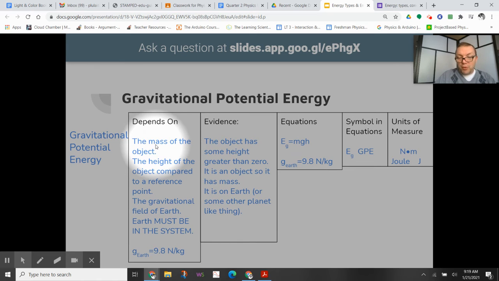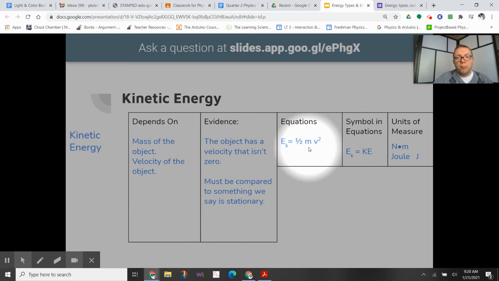So that's the stuff for these slides that I wanted to go through. Gravitational energy. Evidence that there's gravitational energy is that there's a height that's greater than zero. There's an object, it's in a gravitational field. The equation, mgh: mass in kilograms, g, 9.8 newtons per kilogram, h, height in meters. The previous slide, just a quick review, kinetic energy. Evidence that there is kinetic energy: there's an object that has mass, and that includes even air, right? So an object that has mass and is moving.